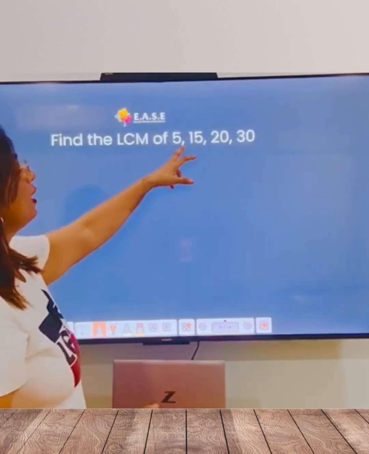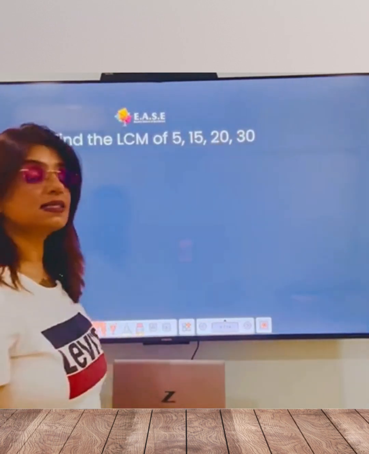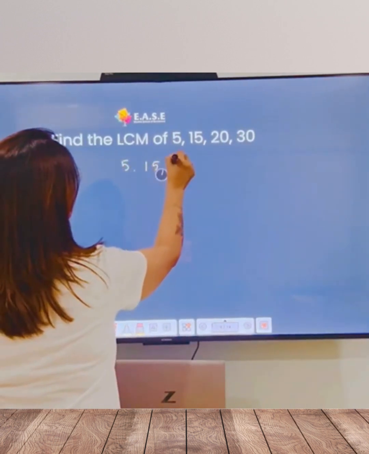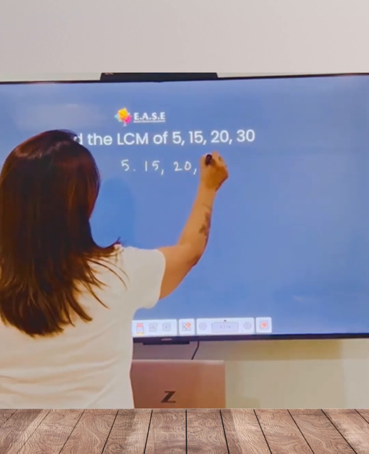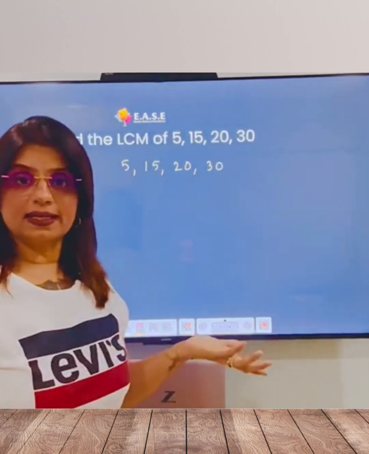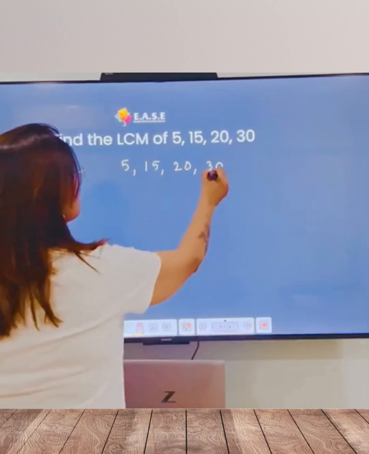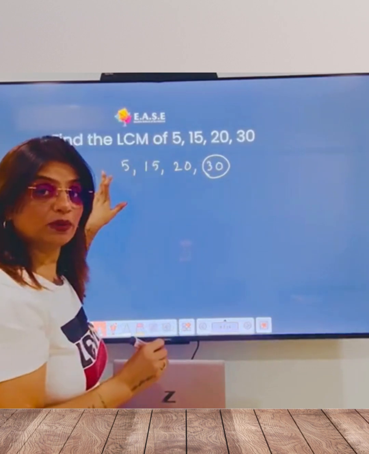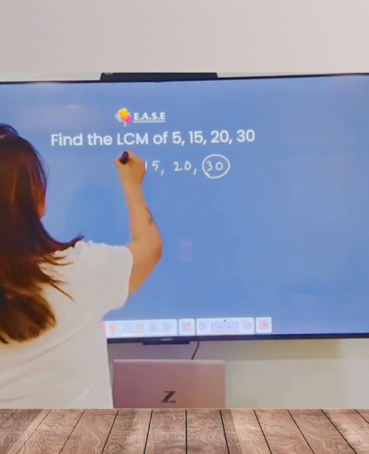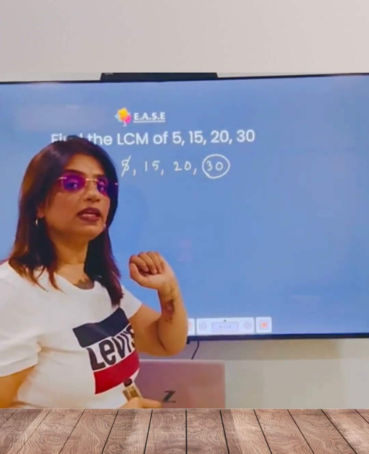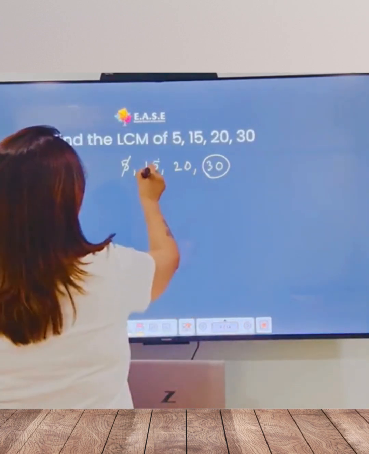So we have 5, 15, 20 and 30. Correct? Now again we pick up the greatest digit, which is 30. Now, will 30 appear in the times table of 5? Yes, it will. So you will cut it off. Will 30 appear in the times table of 15? Yes, it will. So you will cut it off.